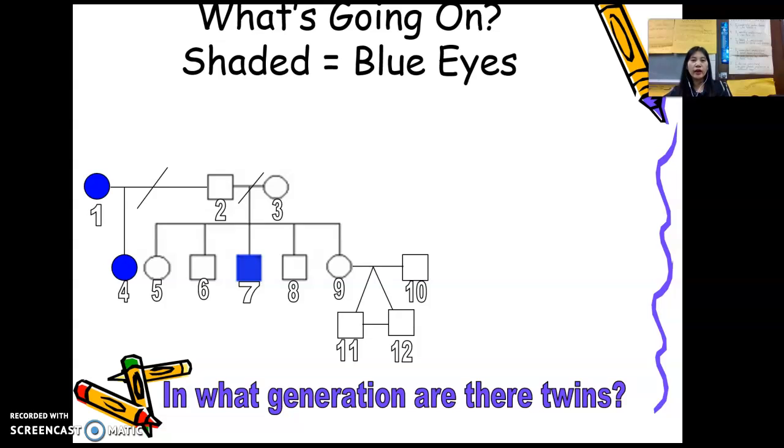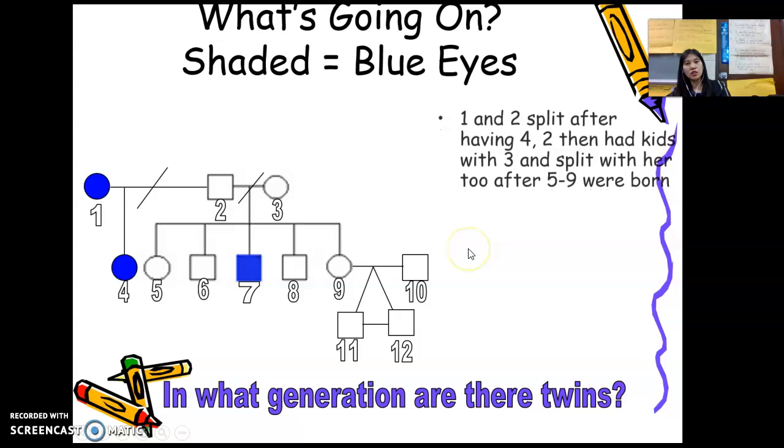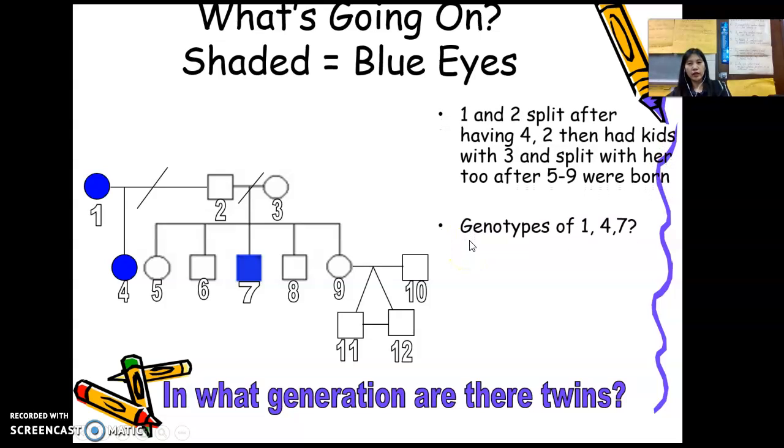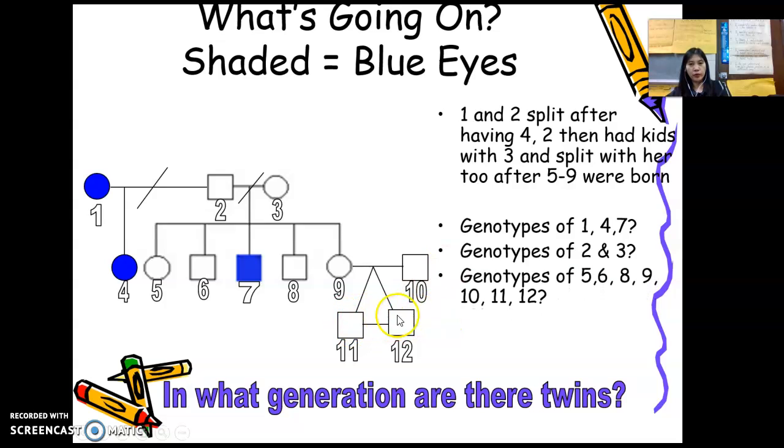Let's look at the shaded blue eyes. In what generation are there twins? What do you think? In what generation are there twins? So is it, this is generation 1, this is generation 2, this is generation 3. What generation? Okay, it is generation 3, as you can see here. They are what? Identical twins.